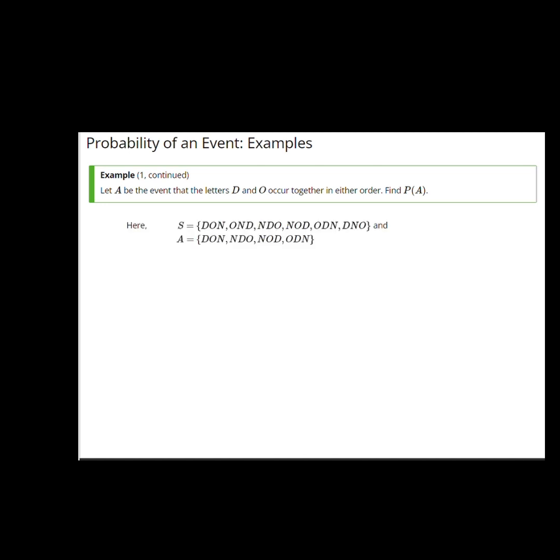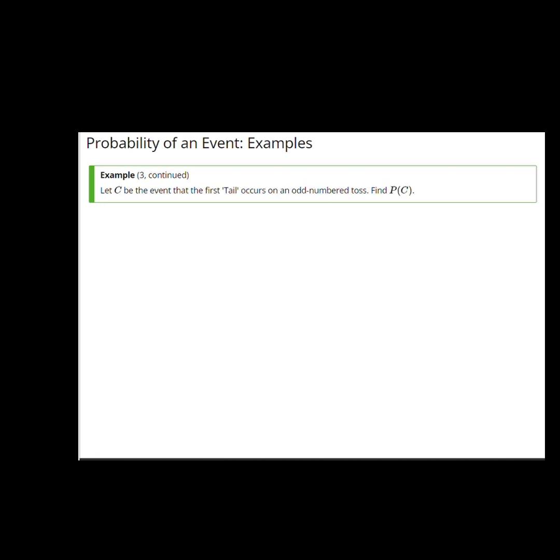Well, we need to list the points in A first, and D and O could occur with D first. So D and O is essentially a unit. N can follow or precede that pair of letters. Or they could occur in order OD with N preceding or following. So there are 4 points in the event A. The probability of A, therefore, is the sum of the probabilities of those 4 points, 1/6 plus 1/6 plus 1/6 plus 1/6, or 4/6, 2/3.